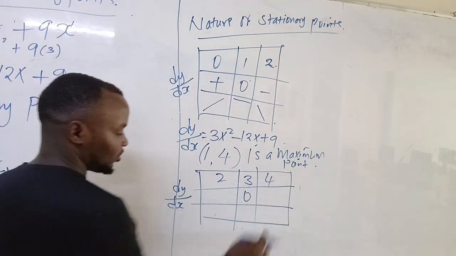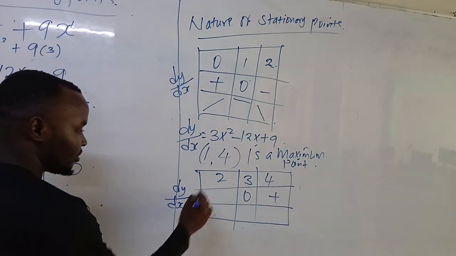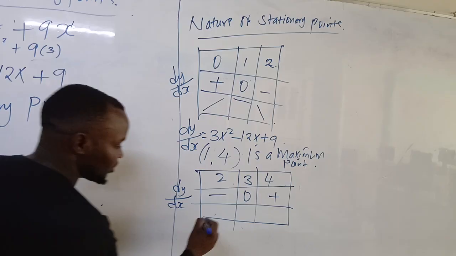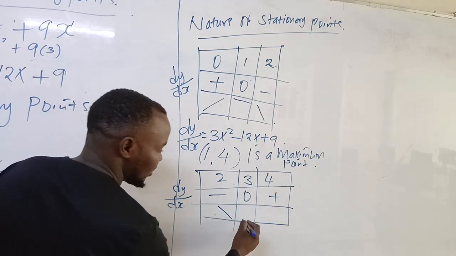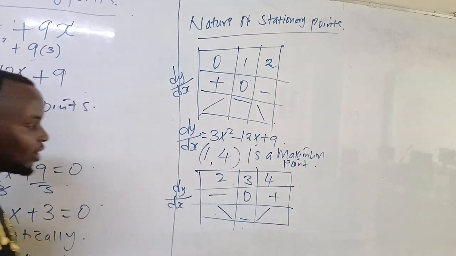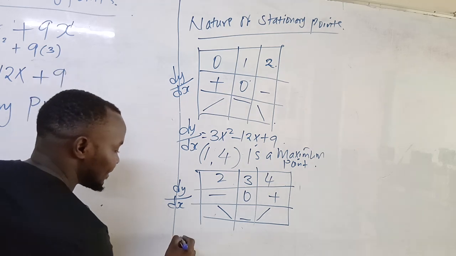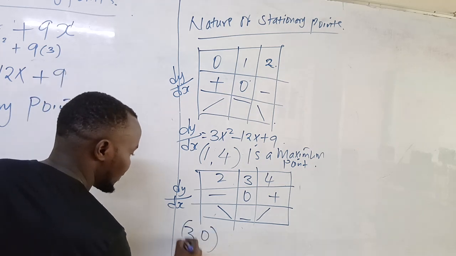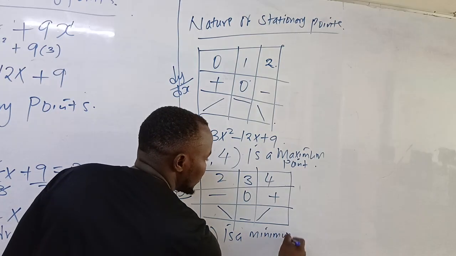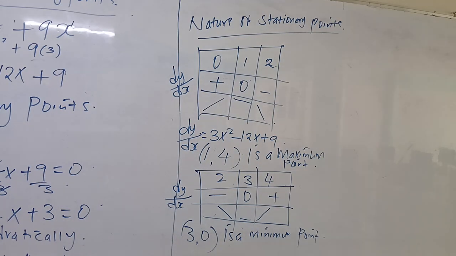And then we replace with 4. When we replace with 4, we are going to get a positive value. We replace with 2, we are going to get a negative value. So that means our curve is going to be downward sloping, a stationary point, and then we have the upward sloping for the positive part. So this point is 3, 0. It's a minimum point.